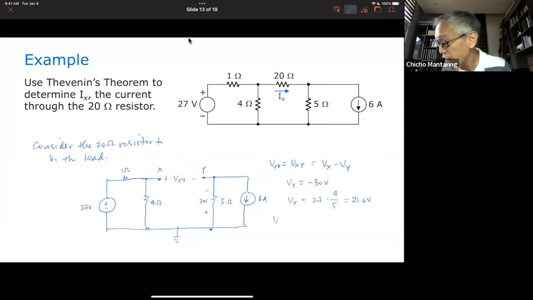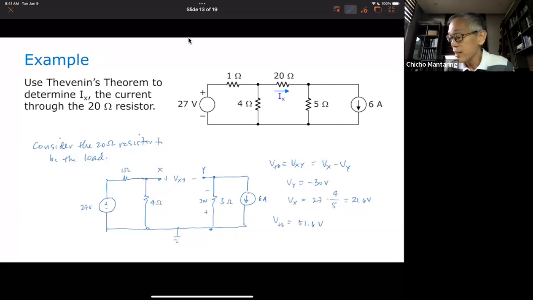So finally, what is VTH? VTH is just now 21.6 minus negative 30. So you're going to get 51.6 volts. Okay, so that's VTH.